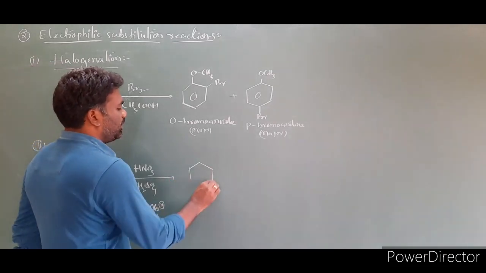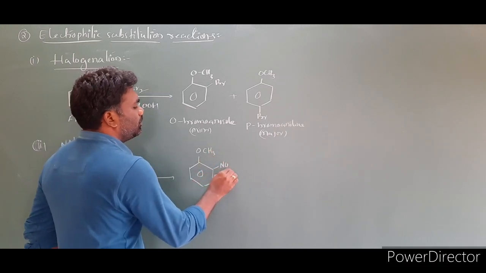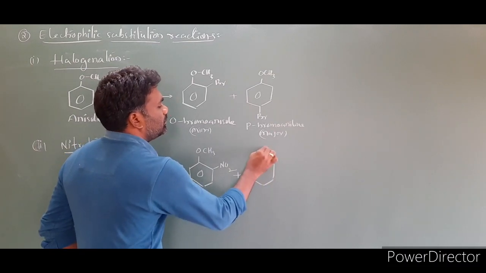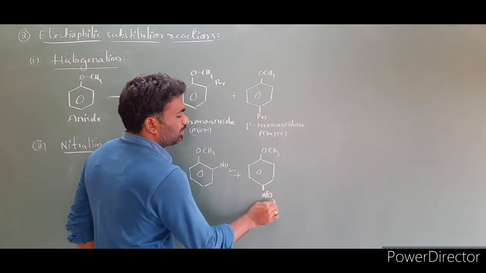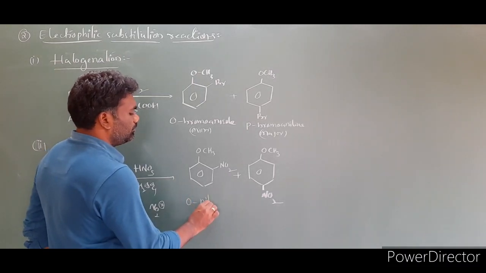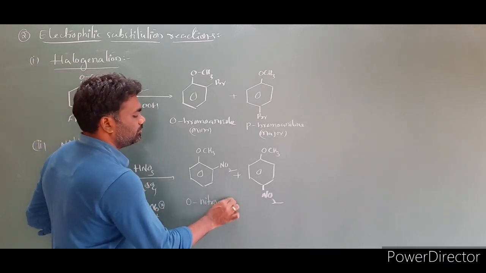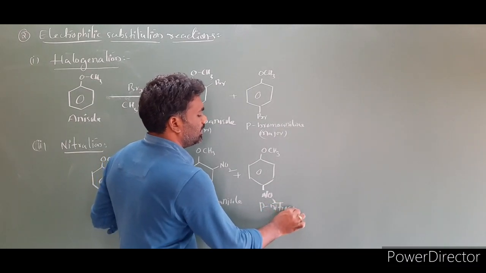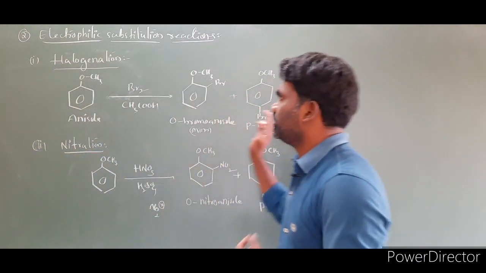Then what products are we going to expect here? OCH3, here is the NO2 group, and another product is OCH3, and the second product: the NO2 group is substituted at the para position. This is ortho nitro. What is the name of this compound? Ortho nitro anisole. Here we get para nitro anisole. So this is the second electrophilic substitution reaction.